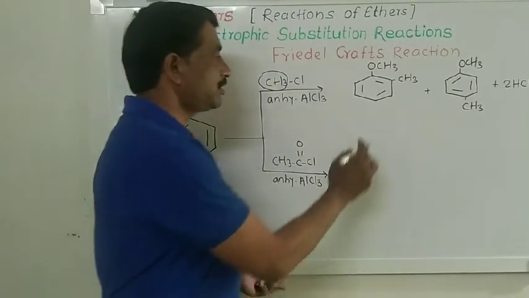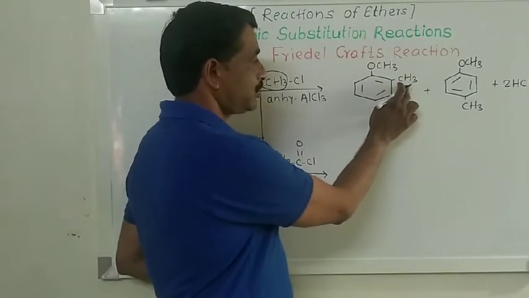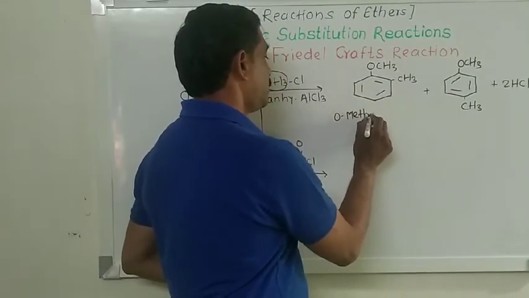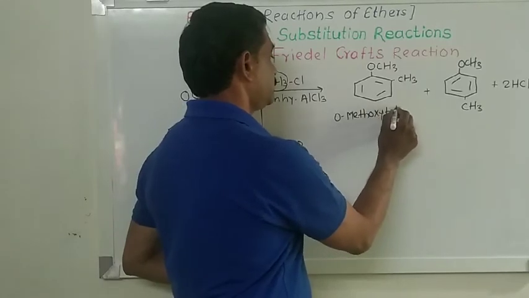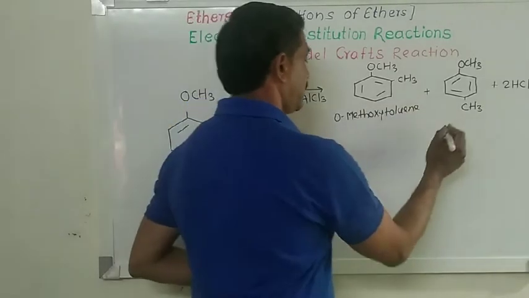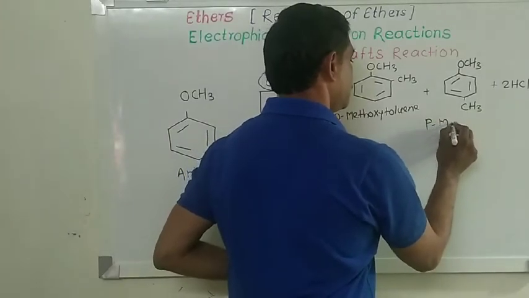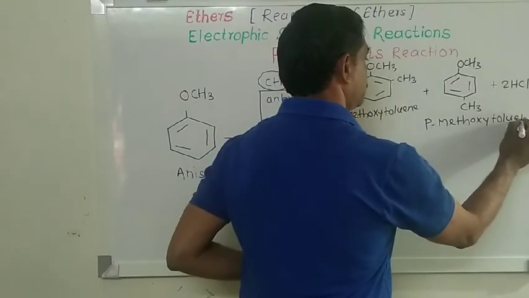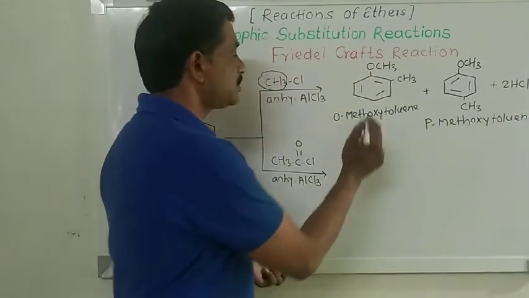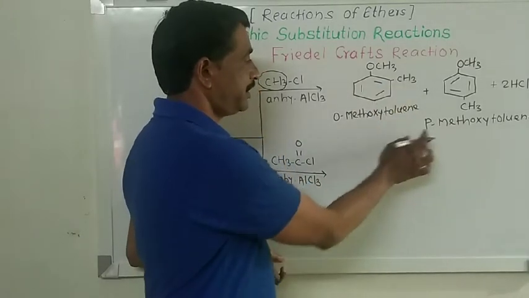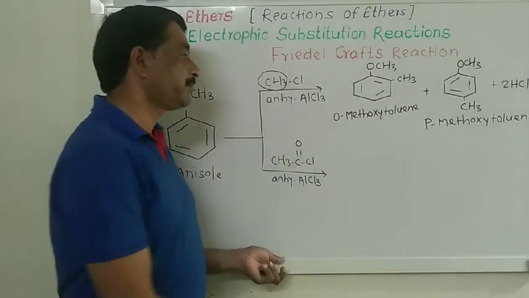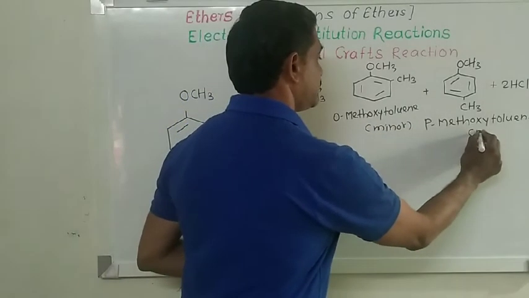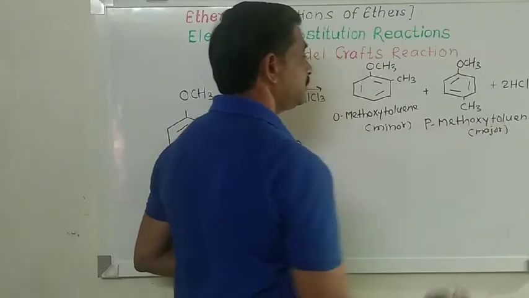The name of the compound C6H5CH3 is toluene. So this compound is known as ortho-methoxytoluene, and this compound is known as para-methoxytoluene, or it is also known as 2-methoxytoluene, and 4-methoxytoluene. This is the minor product and this is the major product of the reaction.